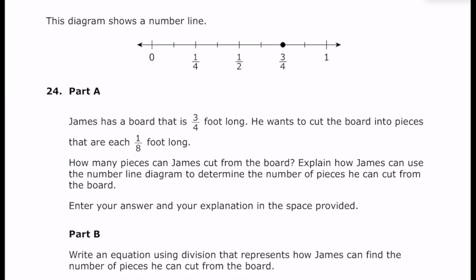So we have this diagram here. Looks like we have a horizontal number line, starting at 0 and ending at 1. 1/2 is right in the middle. So I think we're looking at comparing and working with some fractions here. James has a board that is 3/4 of a foot long. I guess that's being measured from here to here. That's the 3/4. He wants to cut the board into pieces that are 1/8 of a foot long.